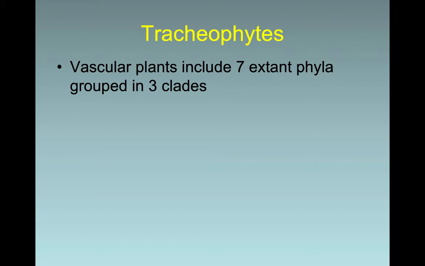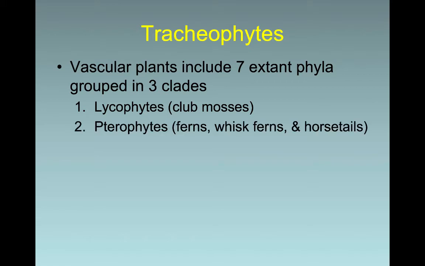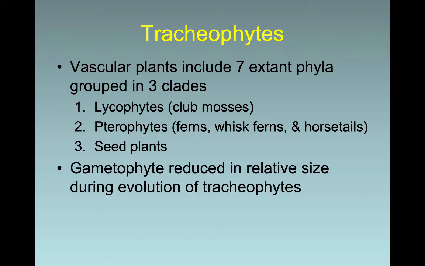So we're going to start off here, and we're going to look at the three main groups of tracheophytes. The first group being the lycophytes, which are the most primitive of the tracheophyte plants. They're the first ones that actually evolved the vascular tissue. We'll then take a look at the pterophytes, which are the true ferns, the whisk ferns, and the horsetails. And then we'll take a look at the seed plants, which are gymnosperms and angiosperms. All right, so our three big groups there of tracheophytes.